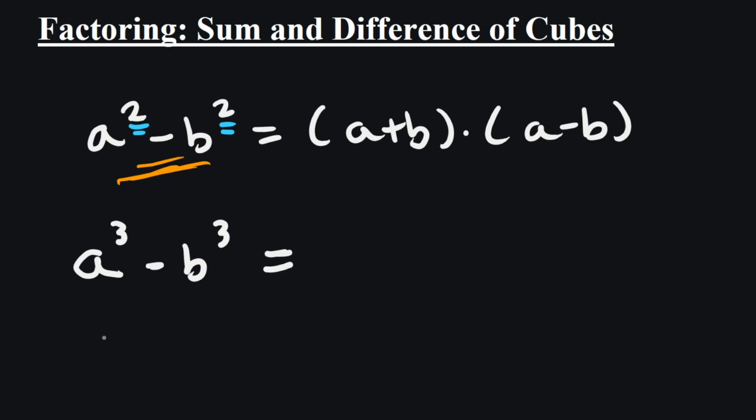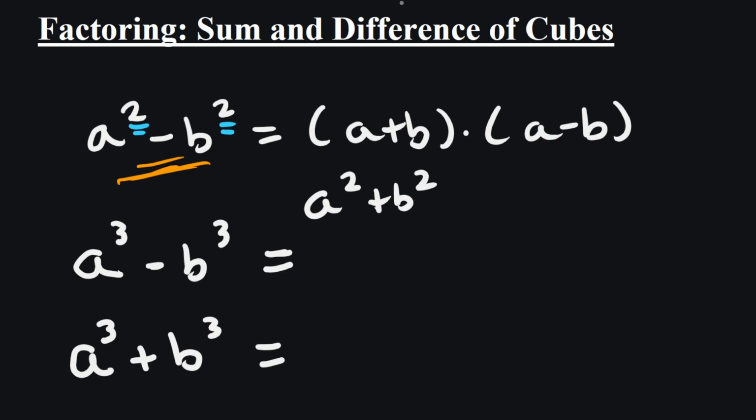And in fact, for cubes, we can also factor the sum of two cubes. So a cubed plus b cubed, that can also be factored. We can't do it for squares, so a squared plus b squared, we can't factor this the same way that we can for a difference of squares. But for cubes, we can factor a difference of two cubes and a sum of two cubes as well. So let's go over exactly how to do that.